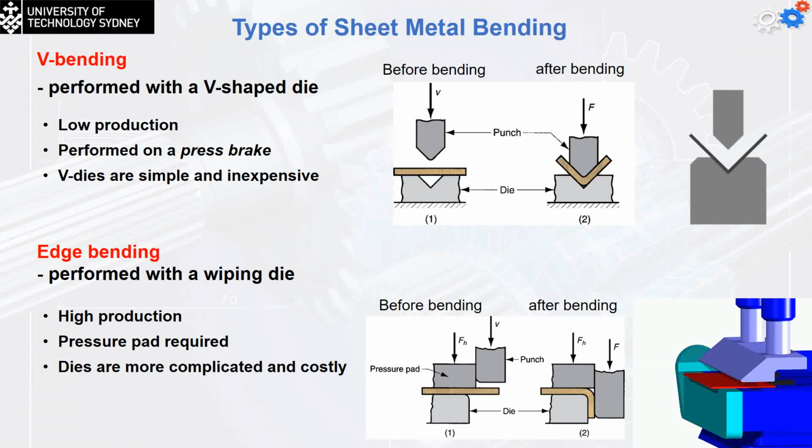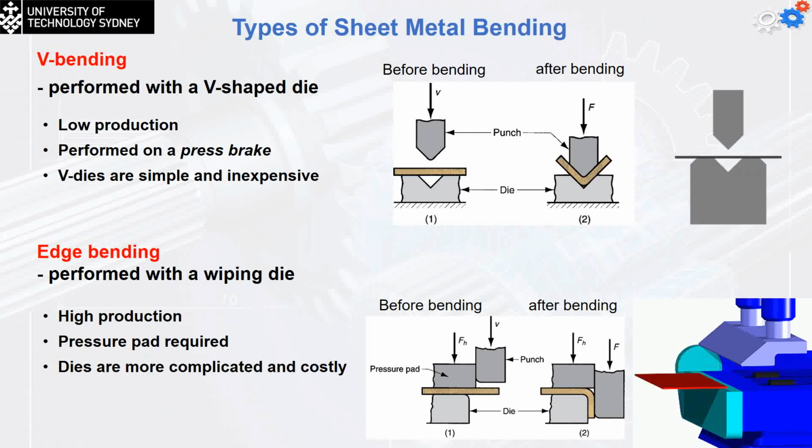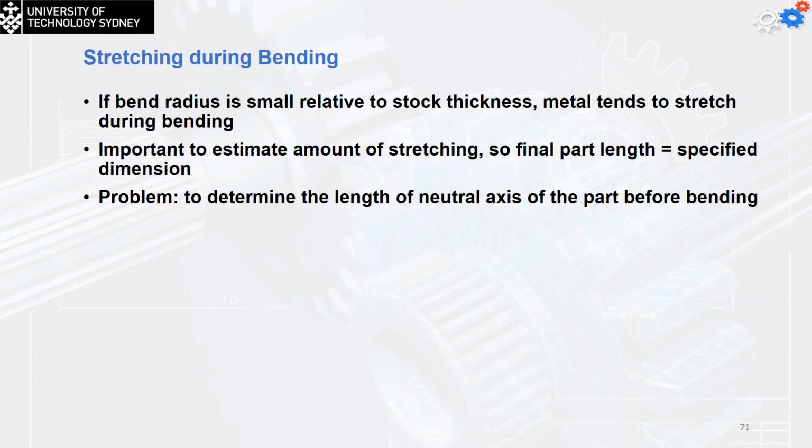Accordingly, we have to estimate the stretching value, because otherwise we're going to have a crack at the outside. The problem is that determining the length of the neutral axis of the part before the bending is too complicated a process. The bend allowance formula is this one: the bend allowance is equal to 2 pi multiplied by the bend angle divided by 360, multiplied by the bend radius plus the factor of stretching multiplied by the thickness of the stock.